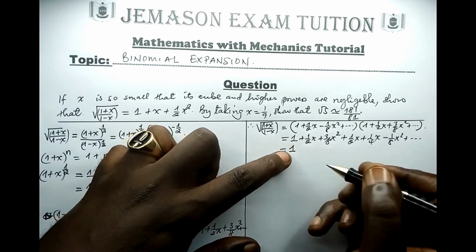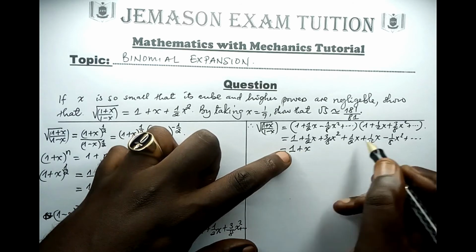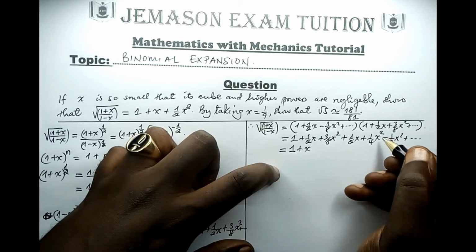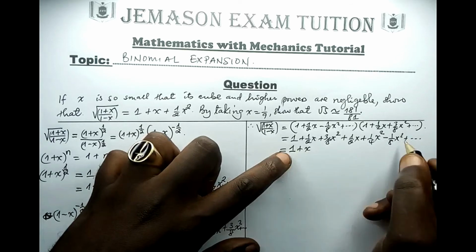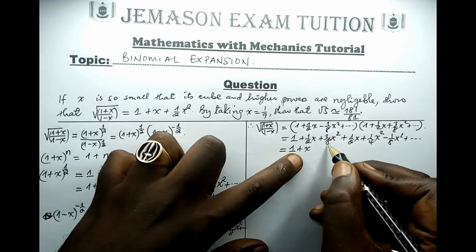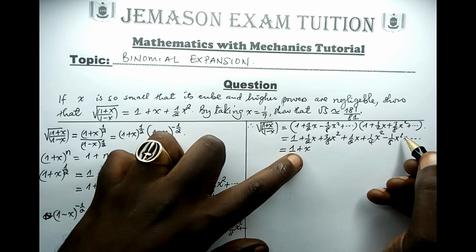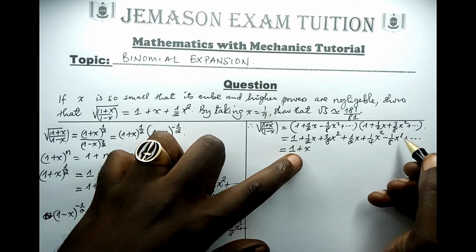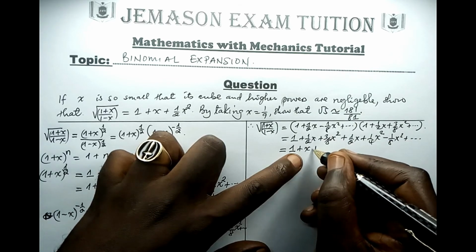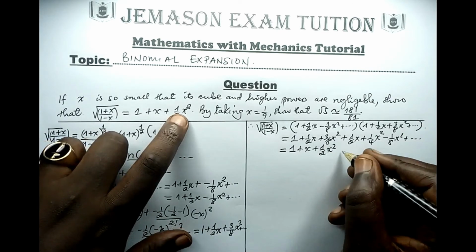We have 1, half x plus half x will give x. This is supposed to be 1/4 x squared, and so we should get 3 over 8 x squared minus 1 over 8 x squared. That should give 2 over 8 x squared, which is the same as 1/4 x squared. 1/4 x squared plus 1/4 x squared would give you half x squared, and it is what they asked us to show.